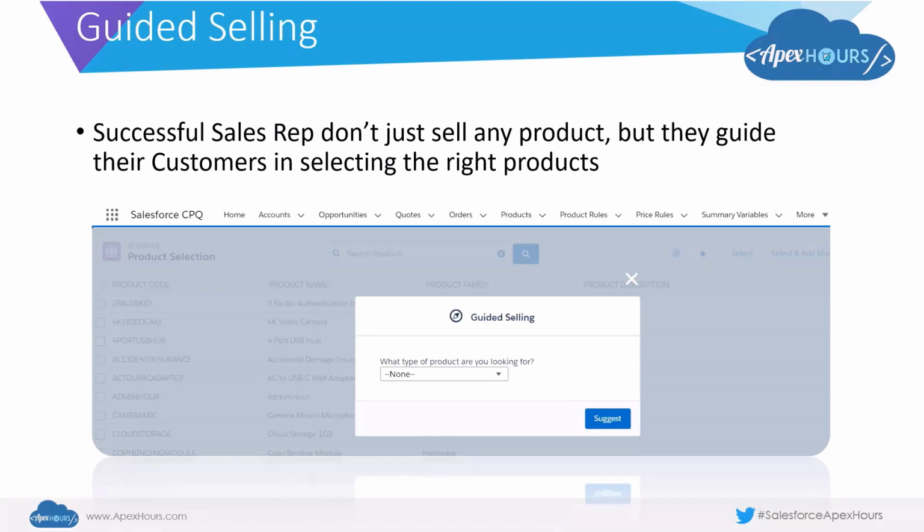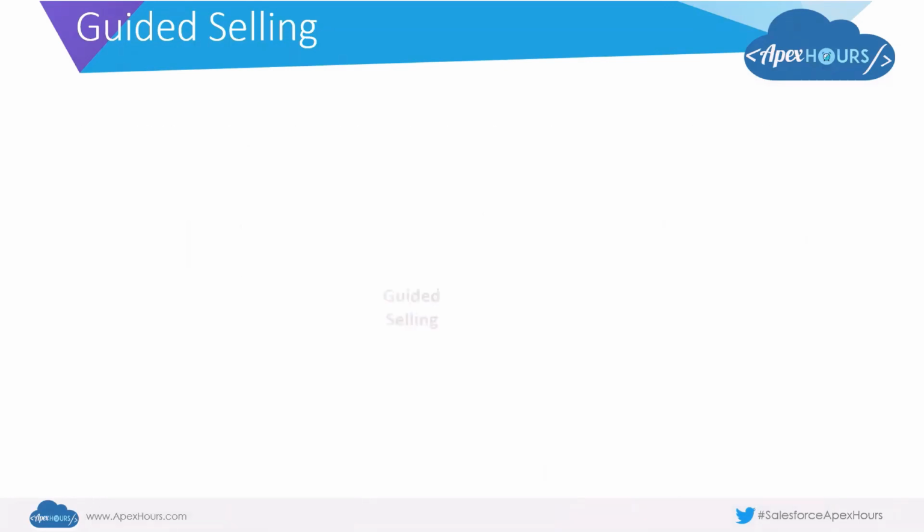With guided selling, users can quickly and easily sort through a large product catalog to find exactly what they are looking for. At the beginning of the quote creation process, while the sales rep is trying to add products, they are presented with a guided selling screen, as you see in the screenshot here, which asks a series of targeted questions to help them navigate the product catalog. And that is the first step of our guided selling process.